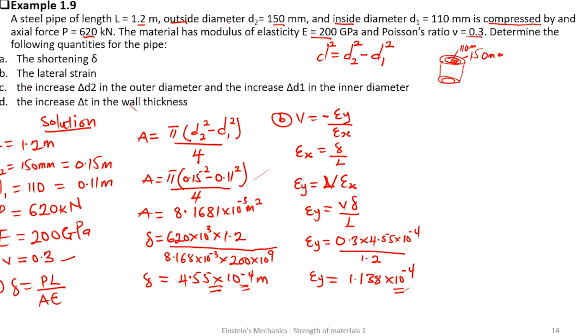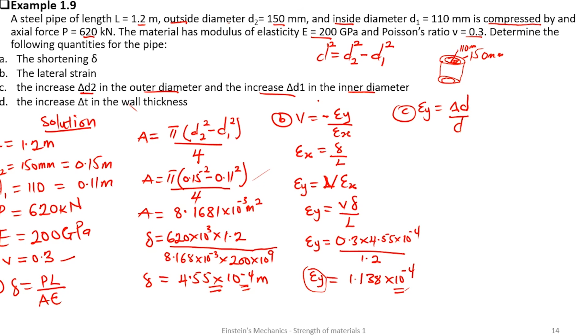Let's check the C, the increase in diameter 2, the outer diameter. And we also have to calculate for the increase in diameter 1, which is the inner diameter. So there's a lot here. So the C part, what do you think we can do here? Do you remember I said lateral strain is equal to change in diameter over the diameter?